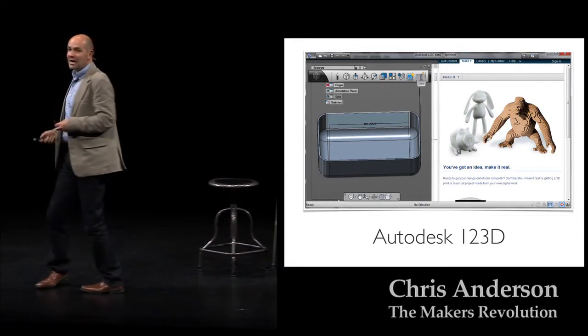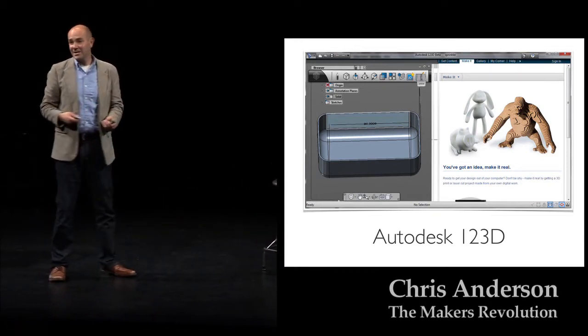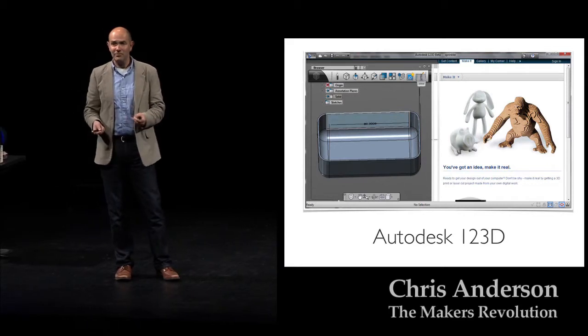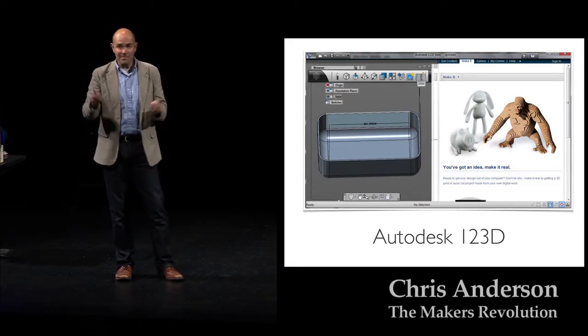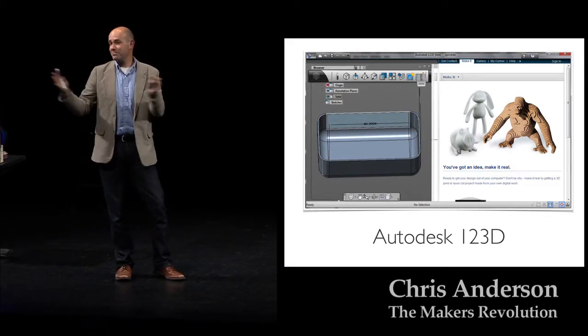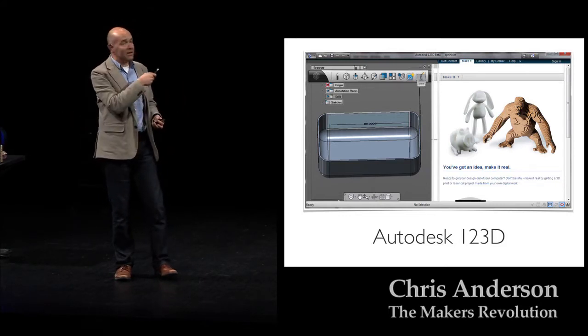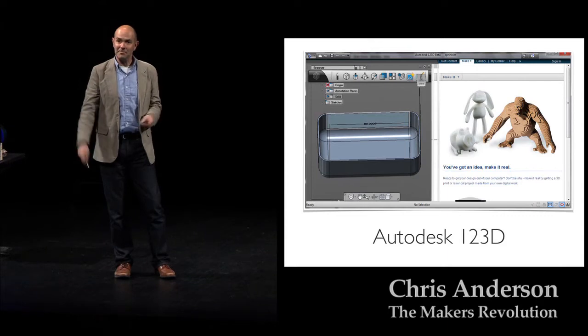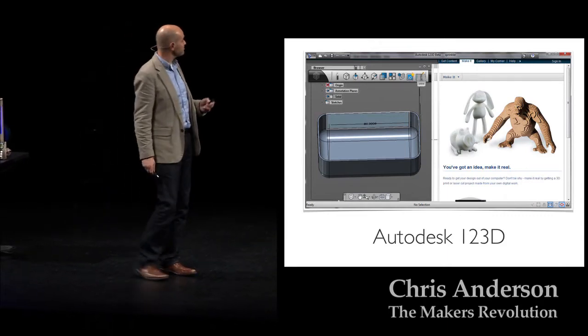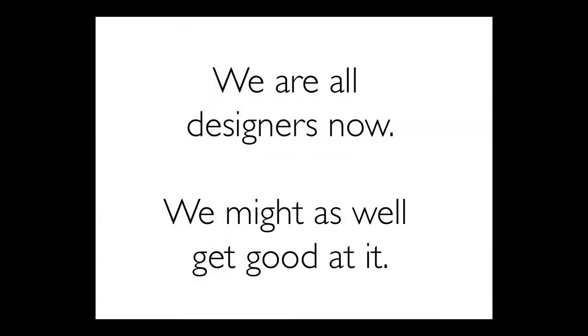So check it out. These are free. If you have your phone, you can download it on your phone. 123D Design, it's on iOS, and your iPad, and on your desktops, on Macs and PCs. And it's free, and it's super easy, and manufacturing is now a button click. And that is kind of awesome. So what does that mean? That means that in the same way we all became publishers, we are all now designers. And it's time to get good at it.